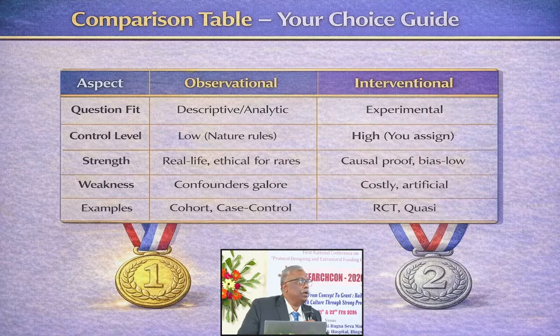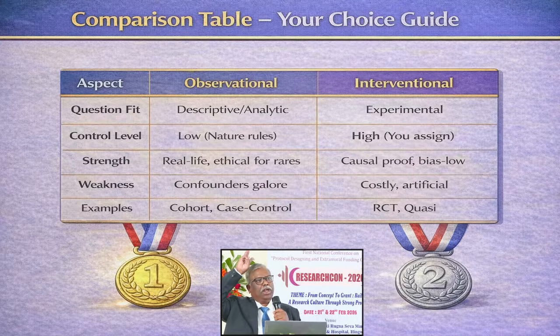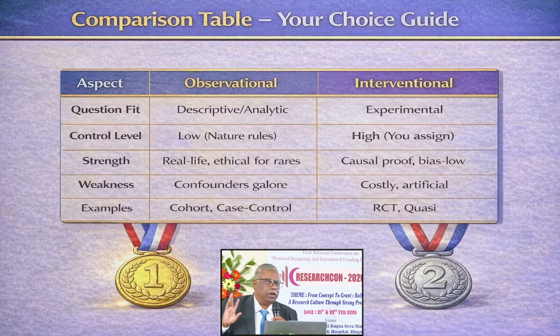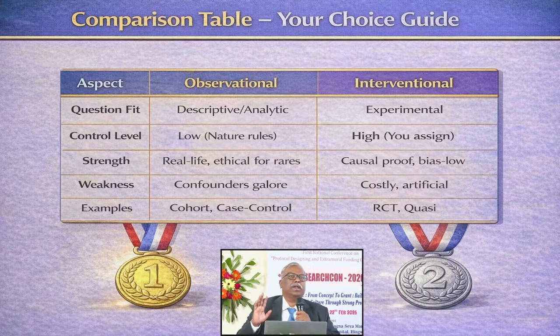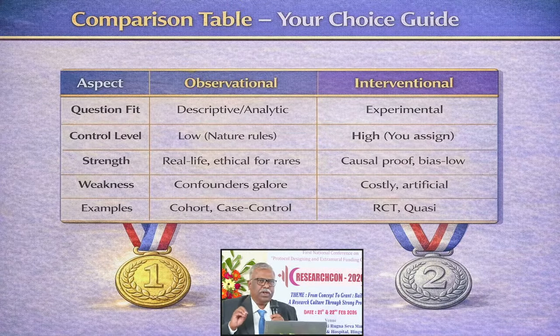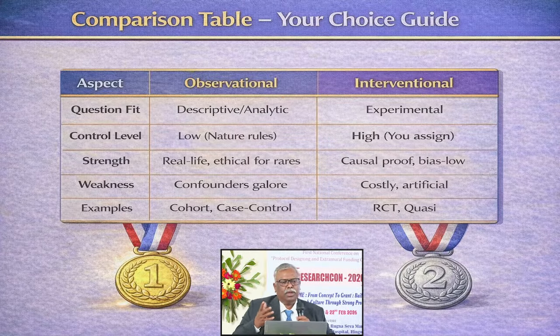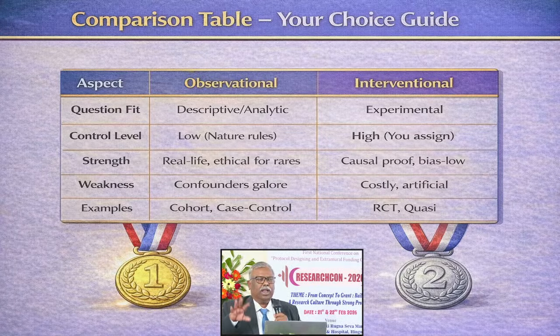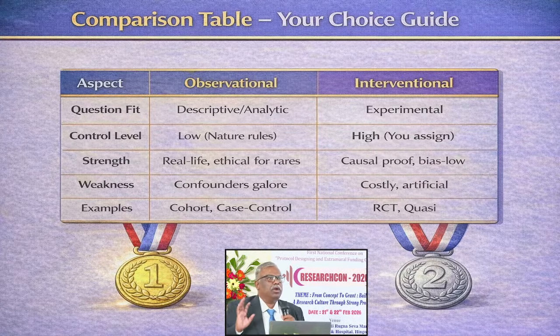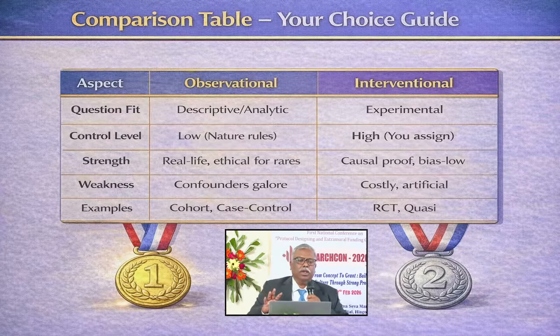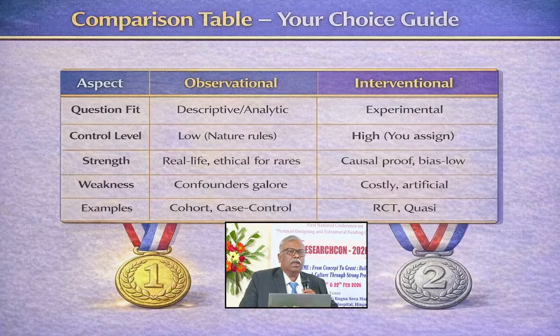This also gives a comparison table of observational and experimental studies. Question fit: remember our three types of question: descriptive, analytical, experimental. In observational study designs, descriptive and analytical types of question fit. In interventional studies, only the experimental type of research question fits. Control level is low in observational studies, because there are natural rules. We are not deliberately assigning any randomization or any treatment. We are just observing. But in the interventional study there is an assignment, so it has a high control level. We can control that study.